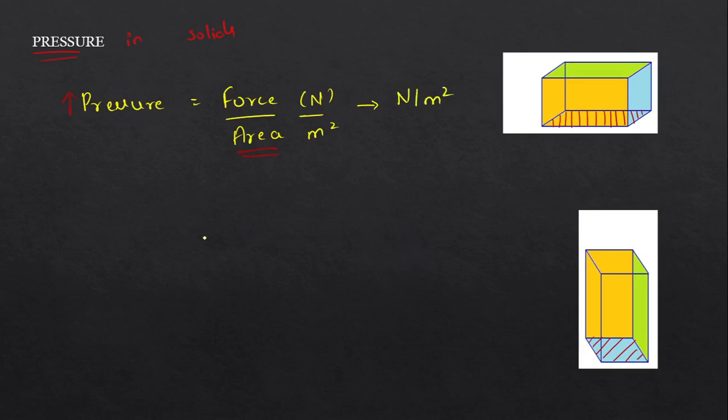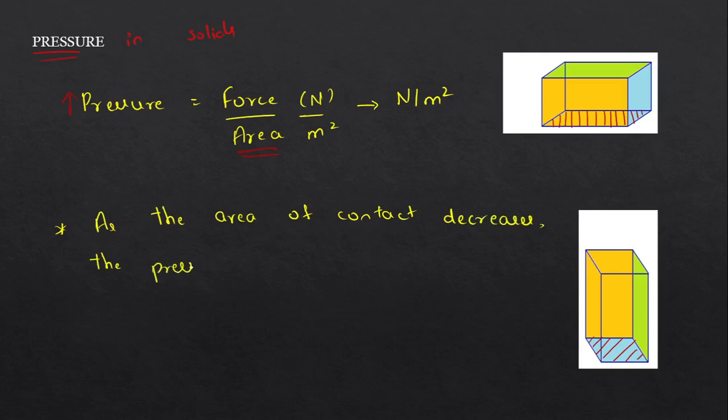Here we can take another example. Let's say you have a blunt pencil and a sharp pencil. If you poke yourself with a blunt pencil, you won't feel much pressure, whereas if you poke yourself with a sharp pencil, you will feel a lot of pressure, because as the area of contact decreases, the pressure increases. The pressure increases because they are inversely proportional to each other.